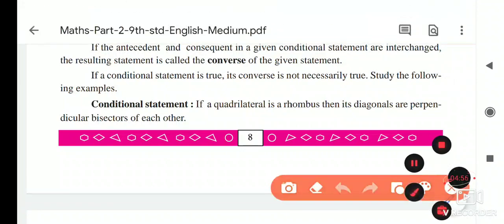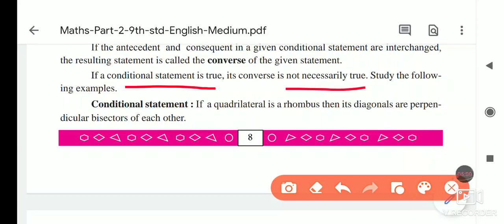If the conditional statement is true, its converse is not necessarily true. Every time it is not possible. The conditional statement is true, but its converse is not necessarily true. Study the following example. If a quadrilateral is a rhombus, then its diagonals are perpendicular bisectors of each other. This is a conditional statement.